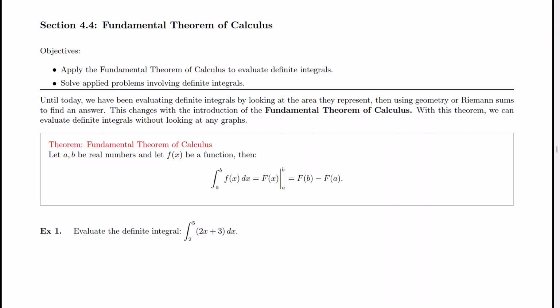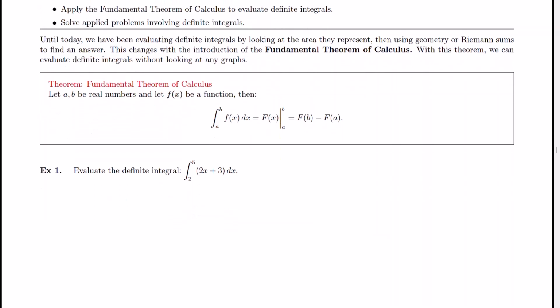So the Fundamental Theorem of Calculus says this: if a and b are two real numbers and little f of x is a function, then the integral of the small function f of x from a to b is equal to the antiderivative of f of x, what we call capital F of x, evaluated from a to b. So basically, all we have to do is find an antiderivative, then plug the upper bound into the antiderivative, and subtract from that the answer that we get when we plug in the lower bound into the antiderivative. And so we don't have to use graphs anymore.